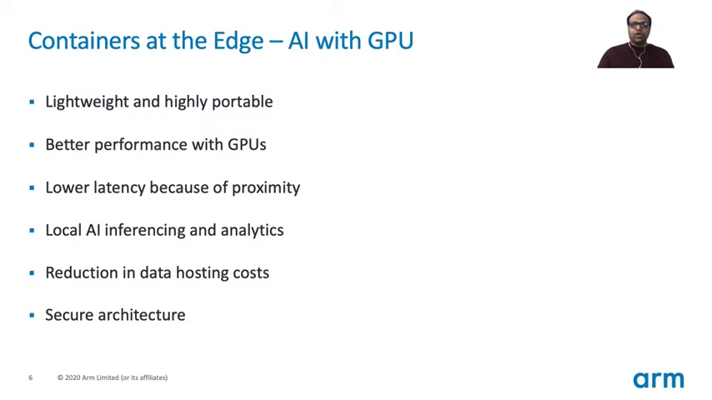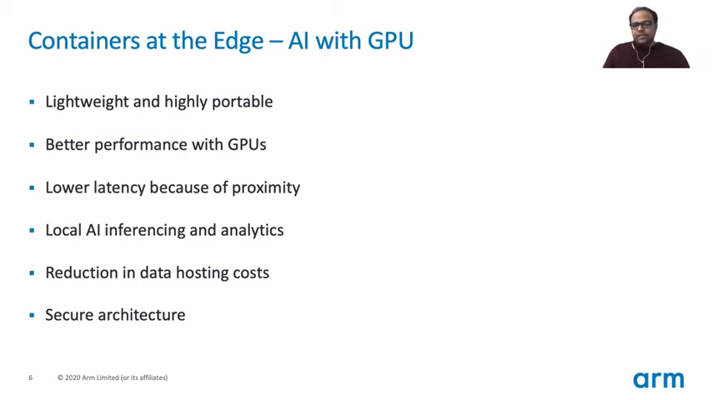Then latency. Since it's all close to the data source, we observe much lower latency than when dealing with a cloud controller, since all of that is local. And that makes sense for local AI inferencing and analytics. So analytics will happen at the edge location using these containers and leveraging the power of the GPU workloads, and it can all be done locally, the simulations and analytics at the edge.